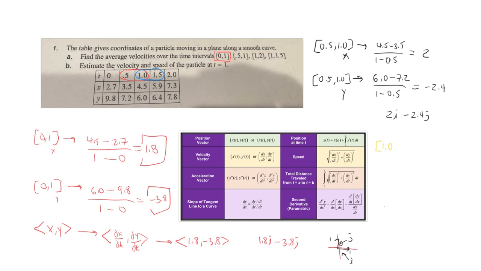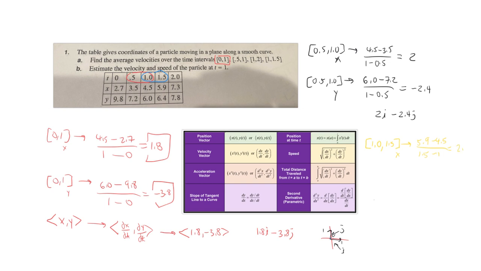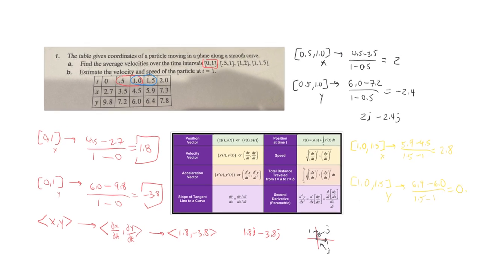Looking further, we could now analyze the time interval of 1.0 to 1.5. As it pertains to x, that would be 5.9 minus 4.5 all over 1.5 minus 1, and that's going to give you 2.8. Now as it pertains to the y component, we would have 6.4 minus 6.0, all over 1.5 minus 1, and that should give us 0.8. So that answer could be written as 2.8i plus 0.8j.